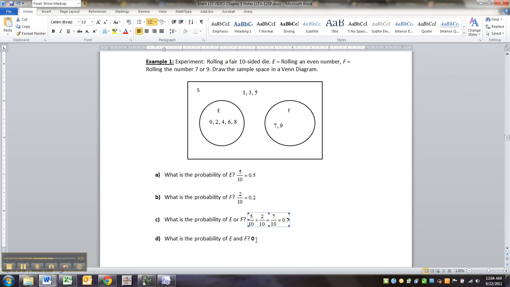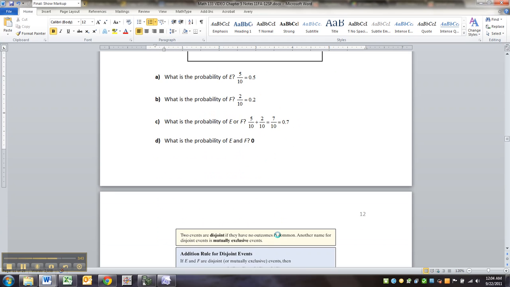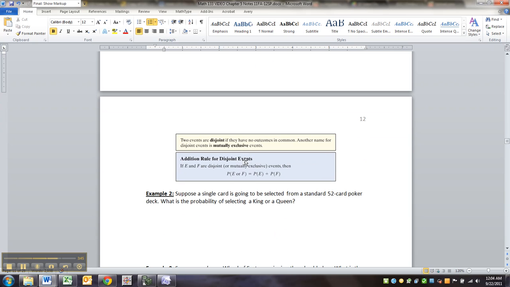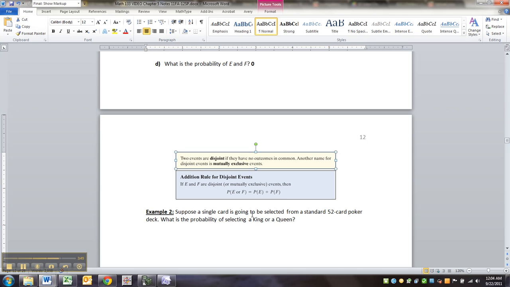What's the probability of E and F? Well, E and F would be where they overlap, but there is no overlap. So that probability is 0. There is nothing that is both even and a 7 or a 9. Which means E and F are something special called disjoint. Disjoint, or mutually exclusive, is the other word for it. It means that once event E is there, then you can't have event F and vice versa. They have nothing in common. They don't overlap at all.